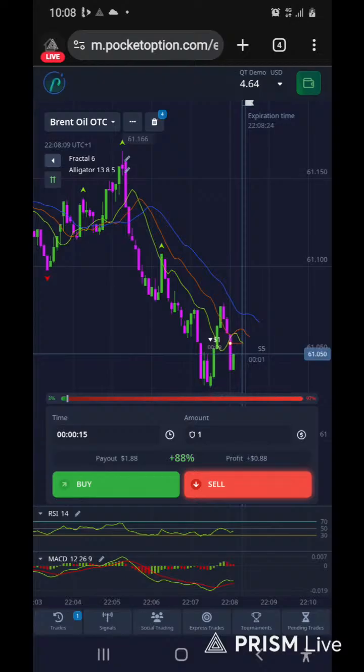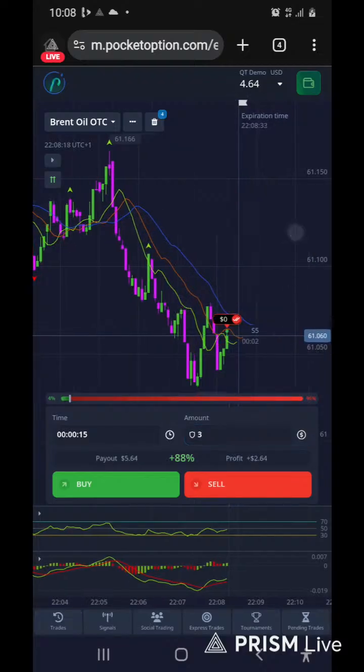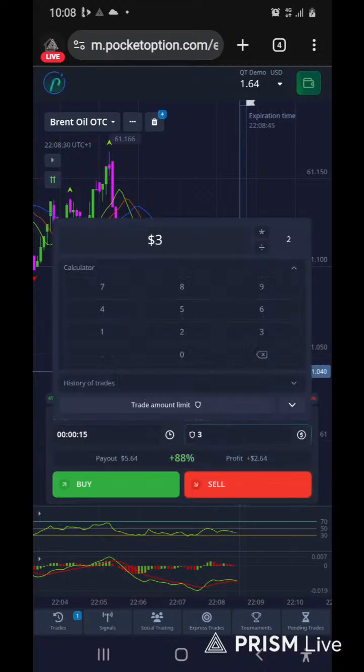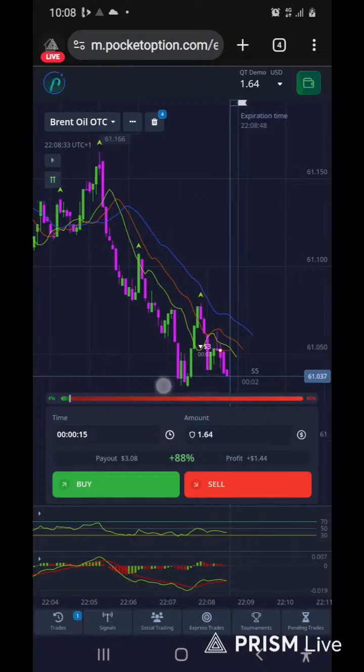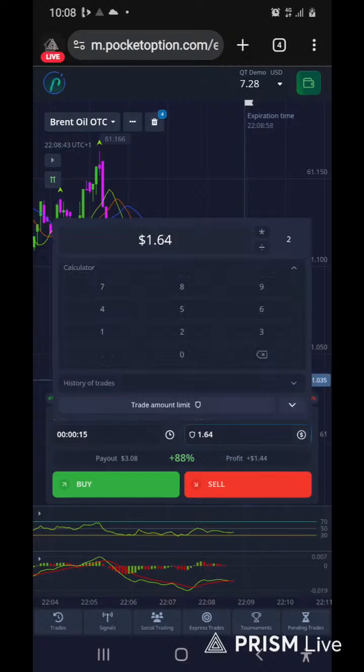It doesn't matter if your trade doesn't enter the first time. What you do next, you put a trade for $3 at least, so that you can make up the last one that you lost. If you lose again, you use your whole account balance because it is already just $5. So you see, I made $2.28 just like that.